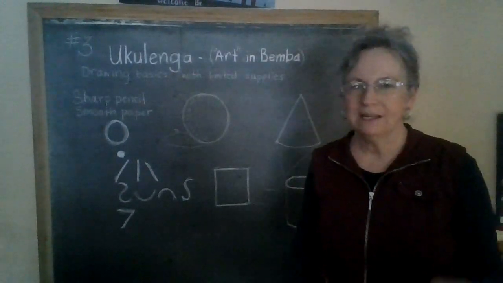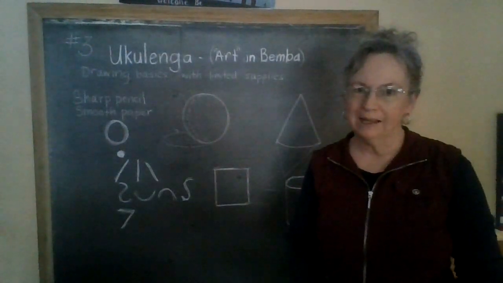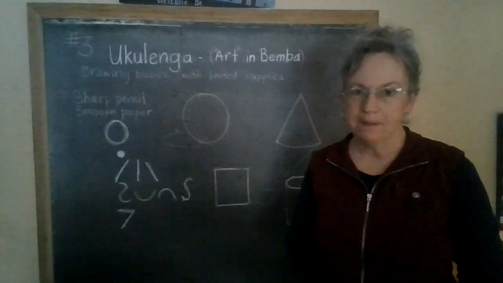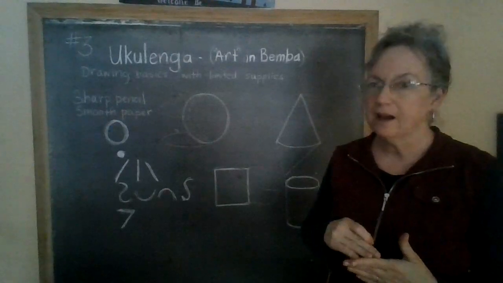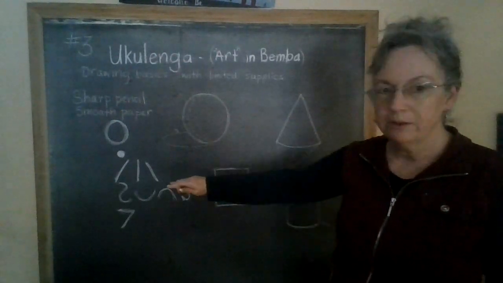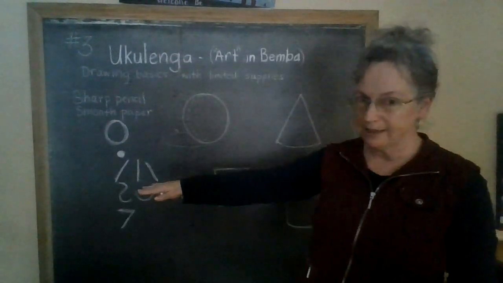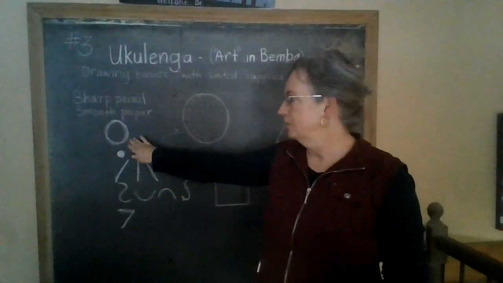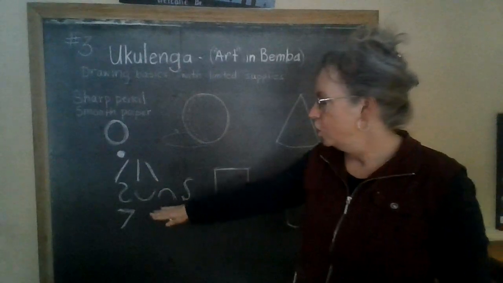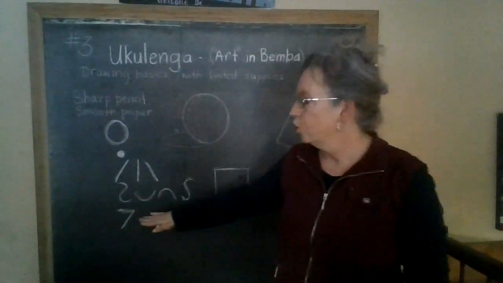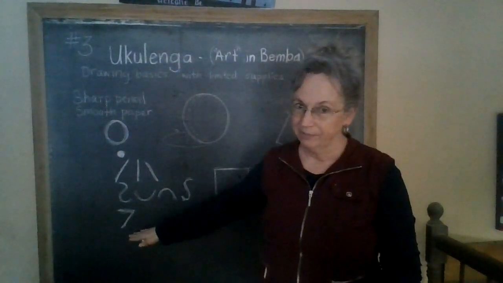We are going to begin Lesson 3 of Ukulenga, which is art in Bemba. We went over the 5 elements of shape, which are on the board here. I will point to them and you say them with me. Circle, dot, straight line, curved line, or angled line.